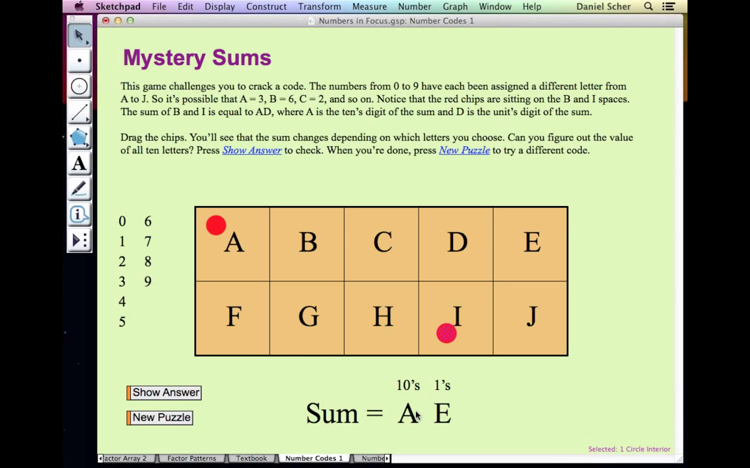Now, another thing students might realize when they start to play with this, and I know the answers, so I'm going to move ahead a little bit and show some stuff, is that if they put one of the chips on E and they drag the other chip around, an interesting thing happens. C plus E is equal to C, C plus D plus E is equal to D, and wherever I drag this other chip, the sum is equal to wherever that chip is sitting. So F, G, H, I, J. What could that mean? What could E be?